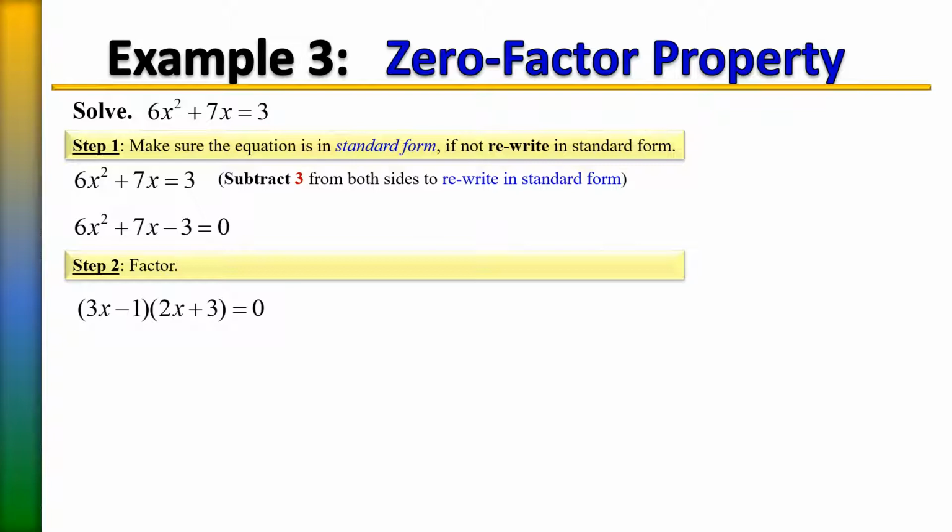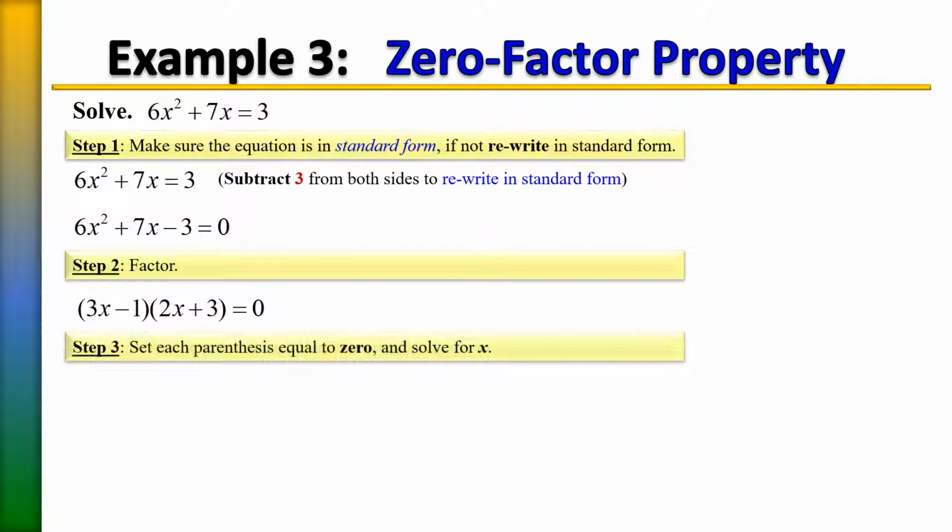The next step then, recall, is to take each parentheses and set them equal to 0 and solve for x. So we need to take 3x minus 1 and set it equal to 0. And then take 2x plus 3 and set it equal to 0 so that we can solve each one for x. So let's focus on one at a time, and focusing on the first one, to solve for x, the first thing I would need to do is to add 1 to each side.